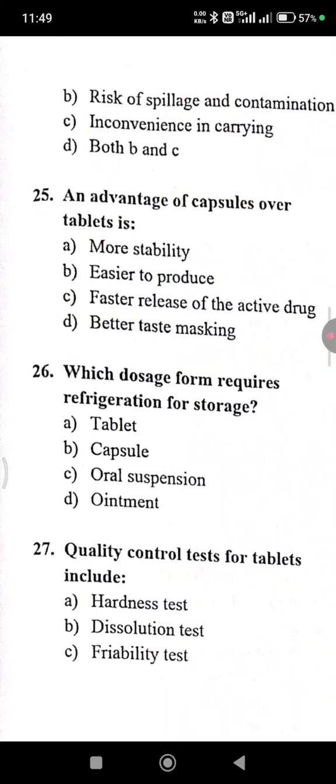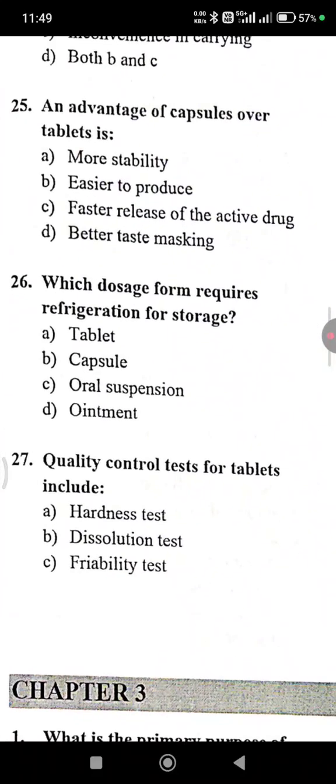Let's go for question number 25. An advantage of capsules over tablets is: option D, better taste masking. Let's go for question number 26.